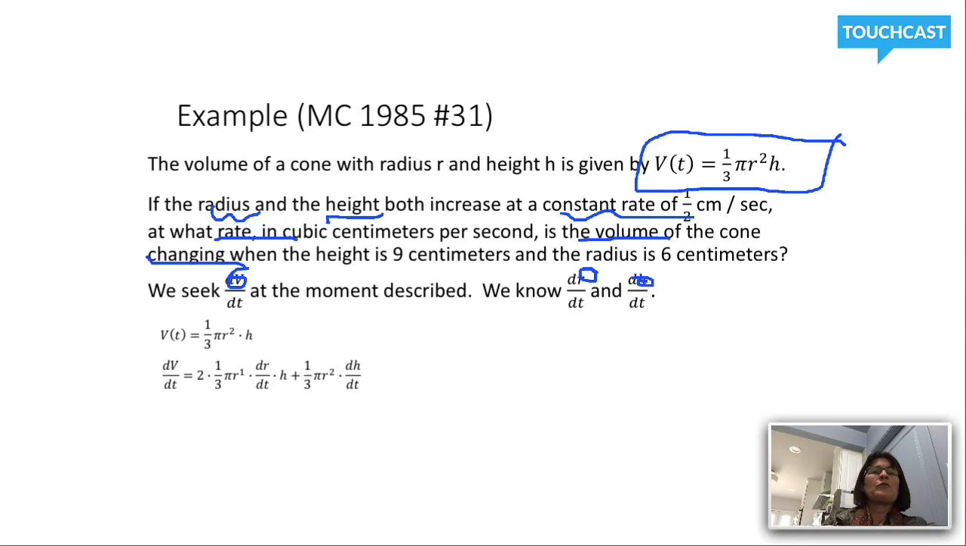So this is 1/3 pi r squared. The 2 from the r squared comes to the front to multiply. I have the 1/3 times pi times r has a new exponent, which is 1 less.